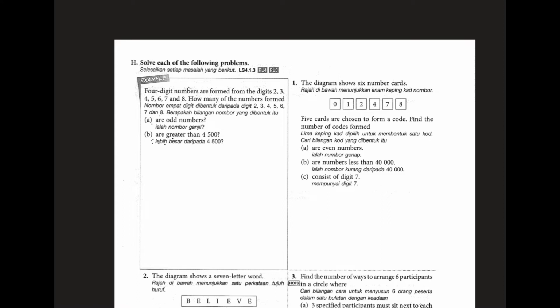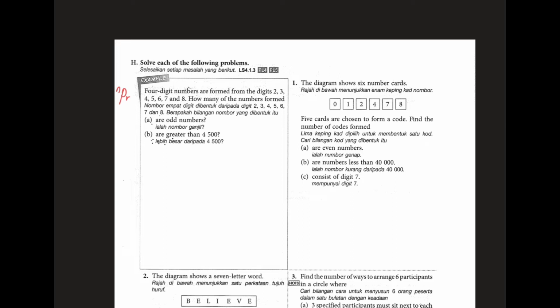Now first you can see 4-digit numbers are formed. Okay, that means you have from the digits 2, 3, 4, 5, 6, 7, 8. You have 1, 2, 3, 4, 5, 6, 7. You have 7 digits. You take 4 digits and arrange them. So that is the idea of nPr. This is nPr, because we don't arrange all of them.